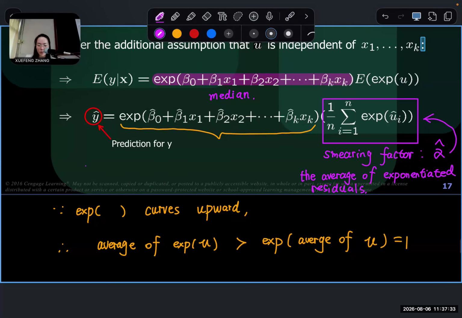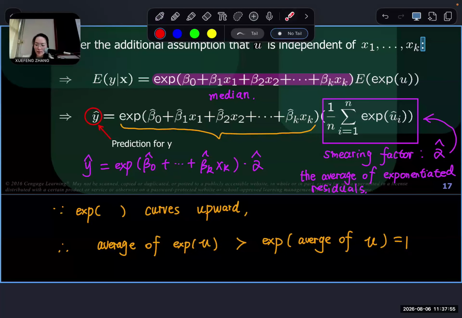So basically y hat equals the exponent of the linear part, from beta 0 hat all the way through to beta k xk hat. And then we need to multiply the alpha hat, which is the smearing factor. Okay, so this is the idea. You don't have to remember all the mathematical proof, but you need to know the idea.